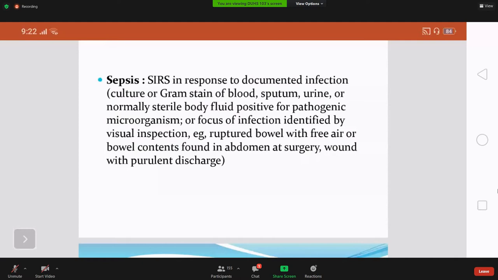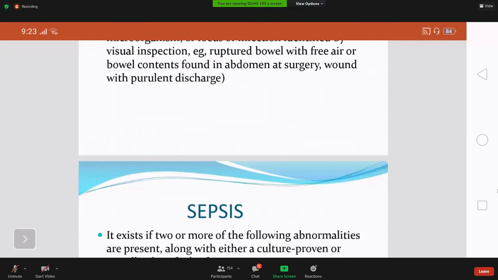Okay. Now, SIRS and what is sepsis? Like I said, the differentiating point between both is that SIRS in response to a documented infection or a highly suspected clinical infection is sepsis. And the infection might be a ruptured bowel at the time of surgery, or a wound infection or a urine infection or whatever.